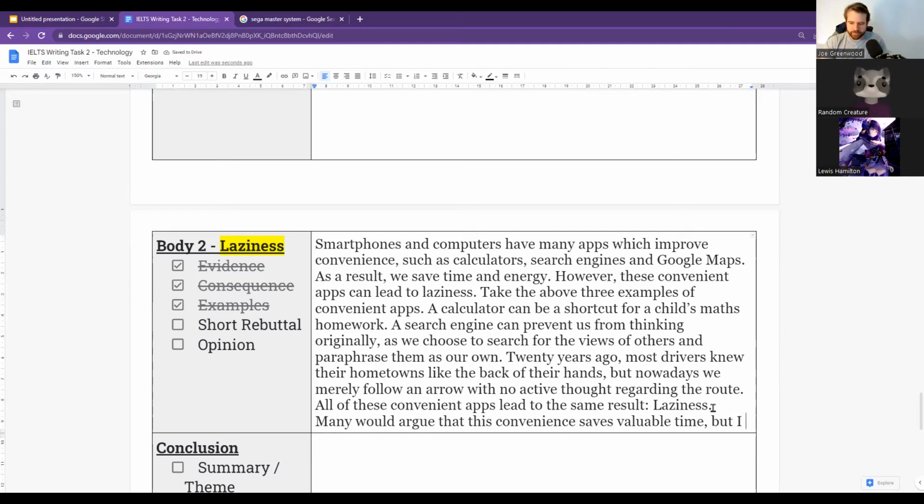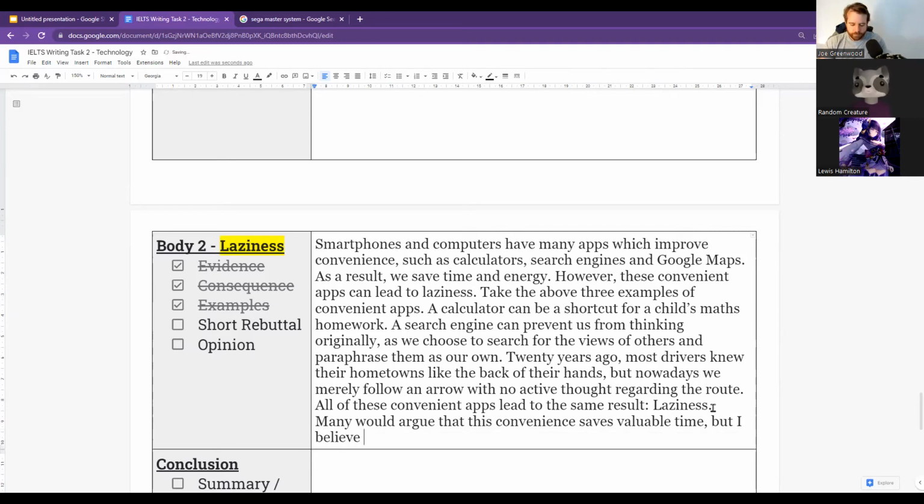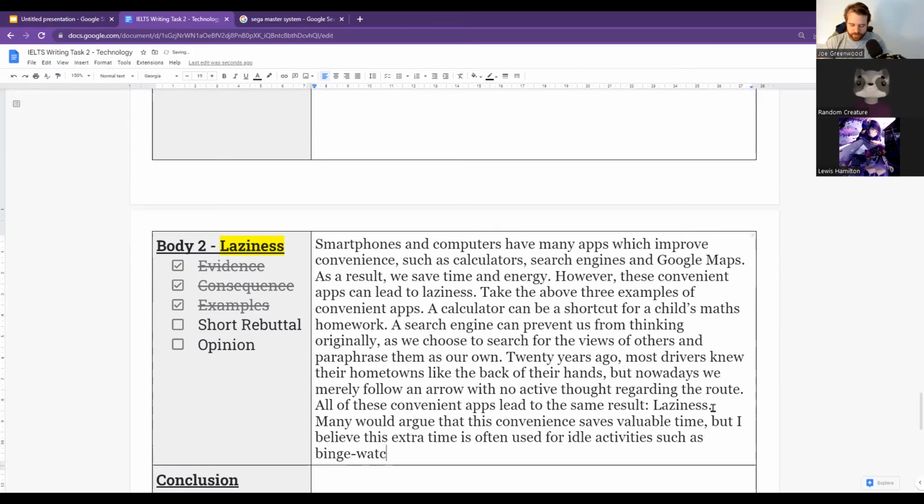But I believe this extra time isn't as important. It is often used for idle activities, such as binge watching 24 episodes of your favorite Netflix show. I don't watch Netflix. Okay.